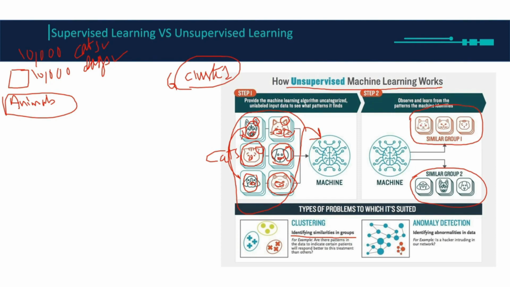Here the similarities were the pointy ears and the small nose and the mustache and whatever. For example, are there patterns in the data that indicate certain patients will respond better to this treatment than others? For example, if you have a vaccine or a new medicine, let's say if you give this vaccine to diabetic people, it will have some side effects, okay?